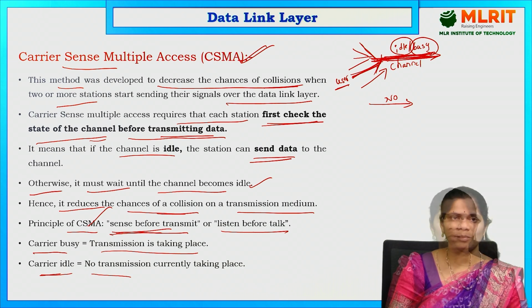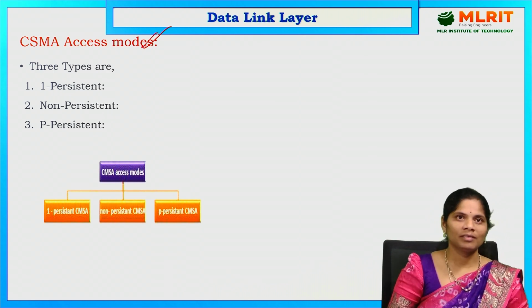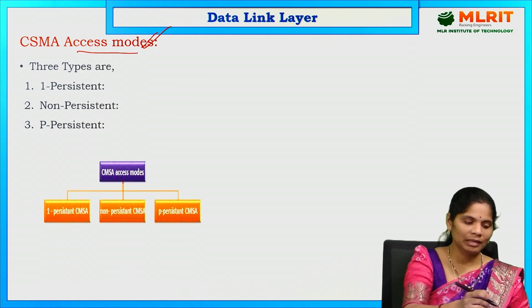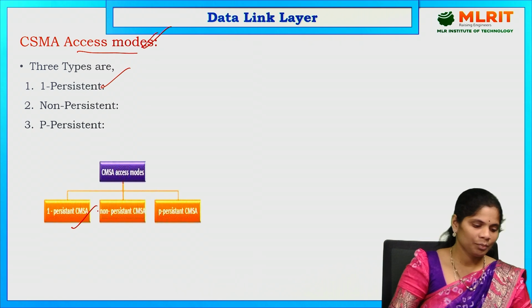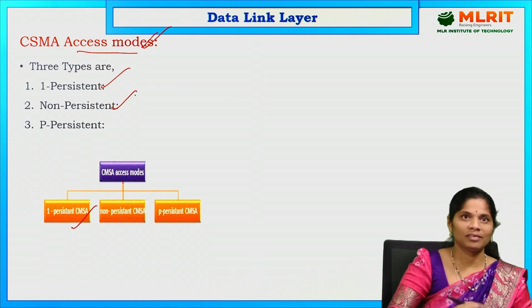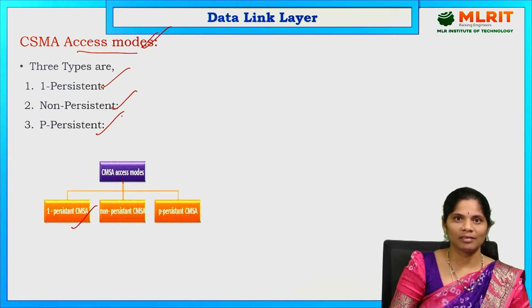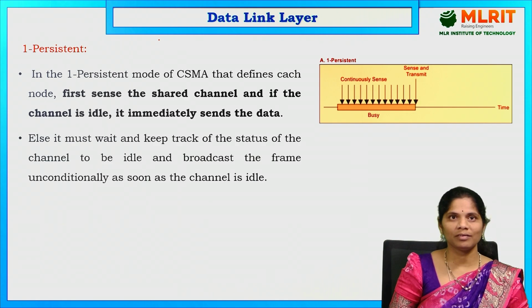And next, carrier sense multiple access modes. What are the CSMA access modes? There are three types. The first is one-persistent CSMA, the second access mode is non-persistent CSMA, and the third is P-persistent CSMA. These are the three types of access modes in CSMA. Let us first see what one-persistent CSMA is.